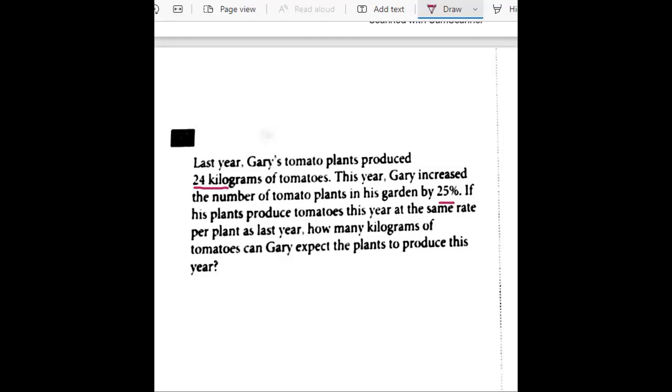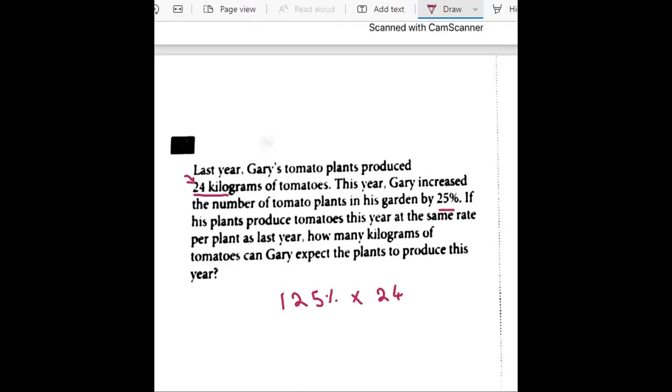Okay. So last year it was 24. Last year they gave 24 kgs, and this year he planted 25% extra. So for such questions, what we do is we can just multiply 125% with 24. And that basically would be 1.25 of 24. And the answer is 30. So the answer would be 30 kgs.